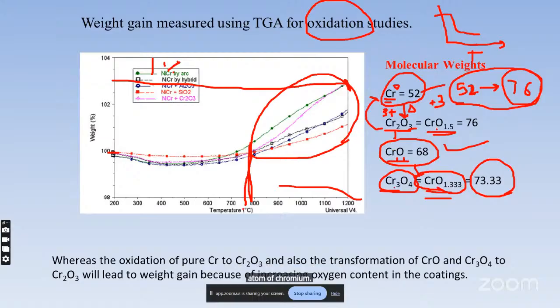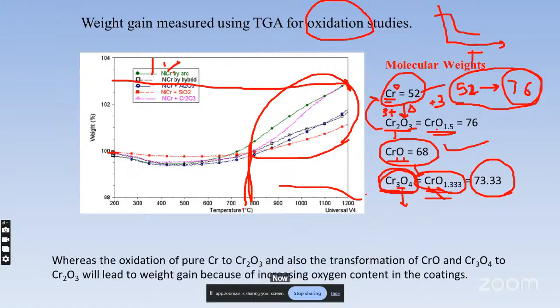Then it can also go to a higher oxidation state, or it can get reduced to Cr3O4. Some of the Cr will be 2 plus here and some of the Cr will be 3 plus. Out of 3, 2 will be 3 plus and 1 will be 2 plus. Then only this will have the spinel formula. So you can explain the weight gain in TGA in this way. Now we will stop here for the TGA discussion.